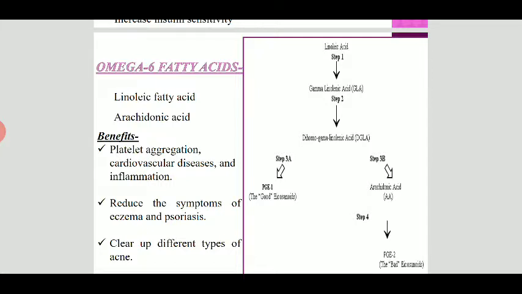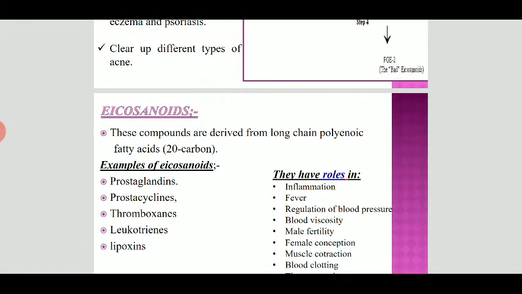Linoleic acid first gets converted into gamma linolenic acid, then into dihomo gamma linolenic acid. In the next step, it can be converted into arachidonic acid, which can get converted into PGE2, prostaglandin 2, which is a bad eicosanoid, whereas if dihomo gamma linolenic acid gets converted into PGE1, then it is a good eicosanoid in nature.